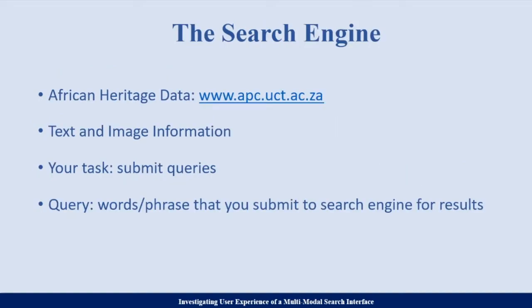The search engine that you will be using houses both text and image information. The information is related to African heritage and is provided by the Archive and Public Culture Research Initiative at the University of Cape Town. The tasks that you will be asked to do with the search engine will require you to submit what are known as queries to the search engine. A query is a set of words or a phrase that are used by a user when trying to acquire new information about some topic. Keeping in line with the example of Google and Bing, an example of a query would be what you would enter into the search bar of these search engines in order to acquire information.